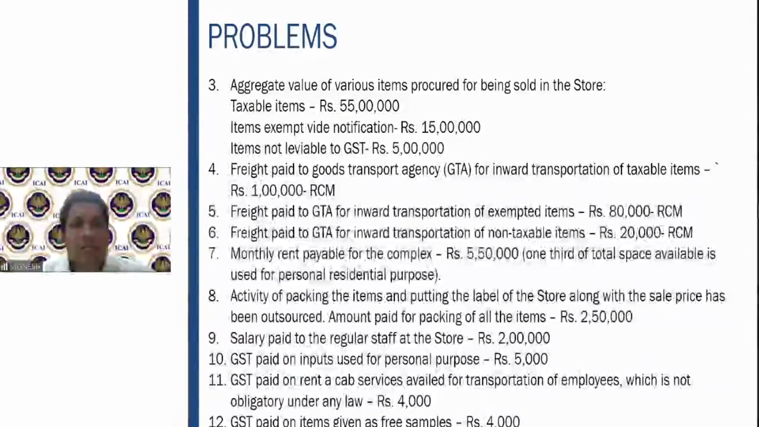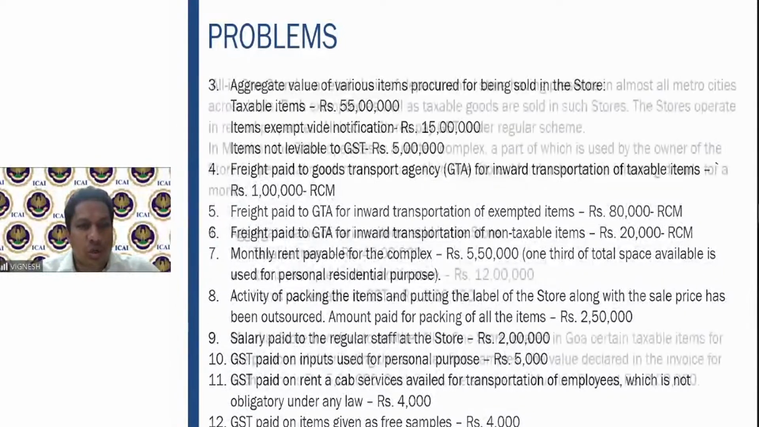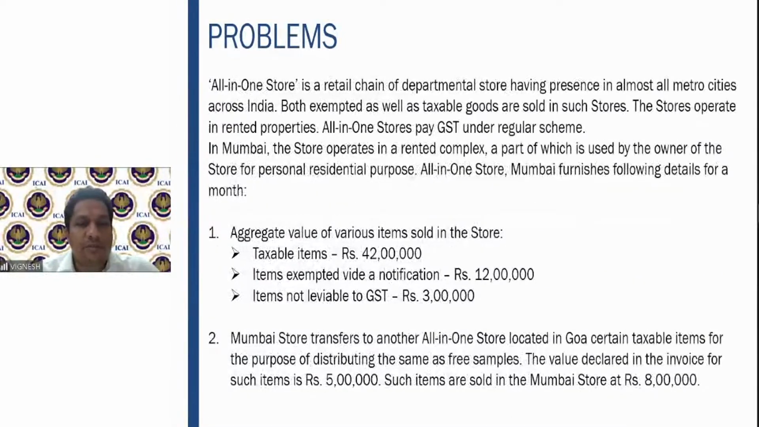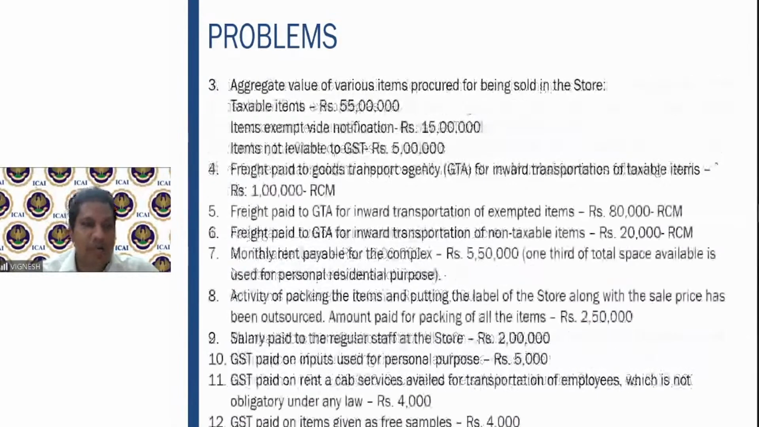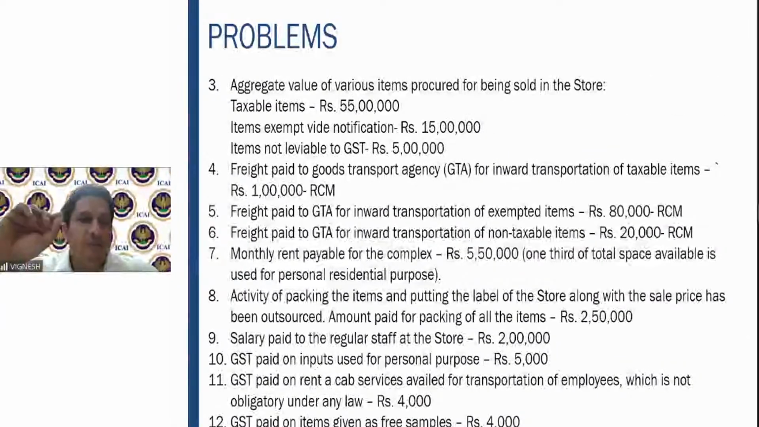Aggregate value of various items procured for being sold in the store. So these are all the purchases. Now, the value for sales is given in point number 1. Point number 3, see the wording he's using: procured for being sold. If you see the word sold when you read fast in the exam, you'll immediately think that is sales. But technically it is the purchases. Aggregate value of items procured.